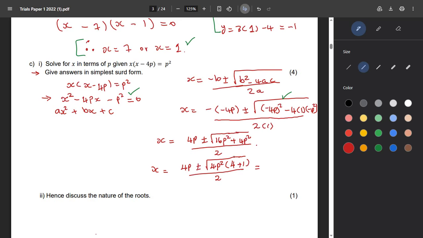And then, please look at what I'm about to do now. If I have 4p squared, and then 4 plus, what is this? 4 plus 1, that's 5. Can I write this as 4p squared times root of 5? So root of 4, that's 2, and the square root will cancel, which leaves us with 2p times root 5. Maybe that can work. And then what is x equal to?